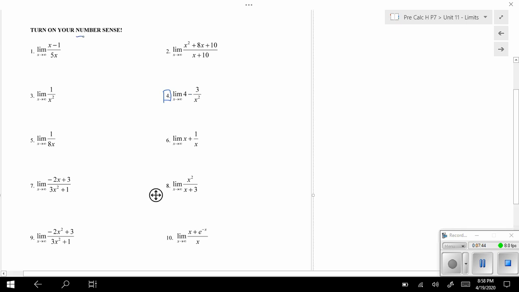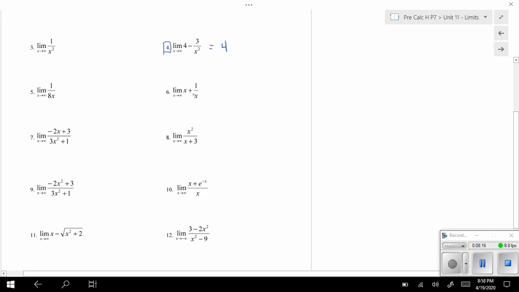Again, try to turn on your number sense here. If I think about the limit of 4 minus 3 over x squared, if I plug in a really big number for x, this fraction here, 3 over 10 squared is 3 over 100, 3 over 100 squared, well, that's 10,000. So this fraction is getting closer and closer to 0. So we have 4 minus a value that's approaching 0. So we just get 4.